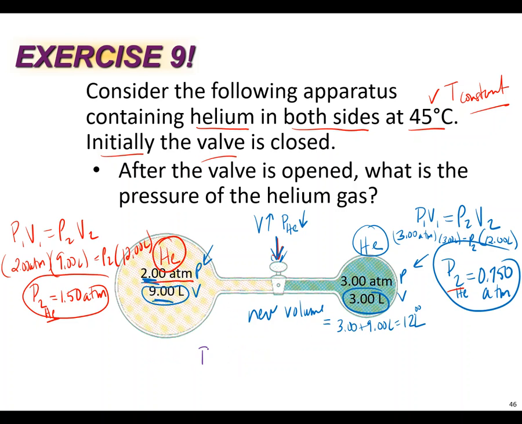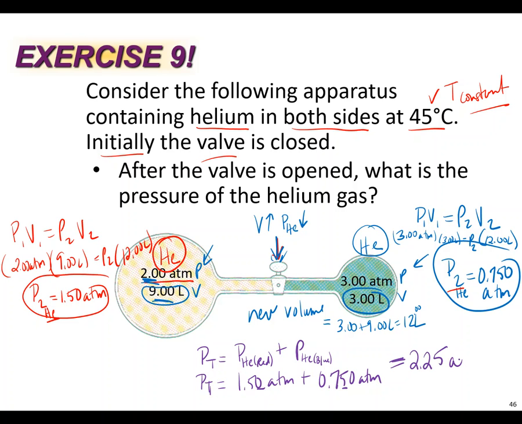So the total is going to be the partial pressure of the helium on the red side plus the partial pressure of the helium over here, what I'm calling the blue side. If I add those two together, I get 1.5 atm plus 0.750 atm. Go out 2 decimal places due to significant digit rules here, and we end up getting 2.25 atm.